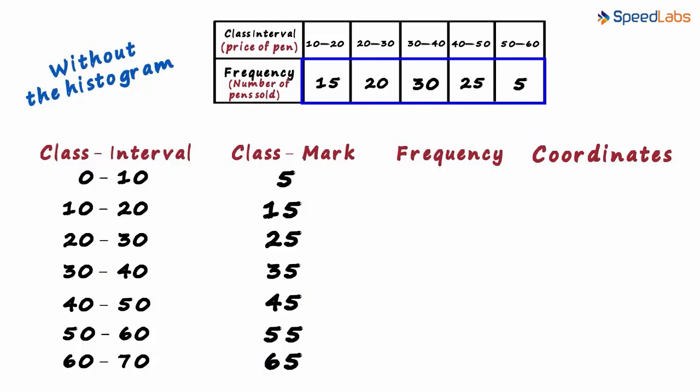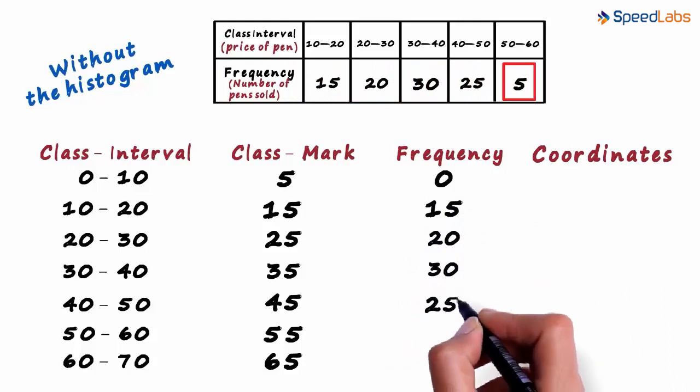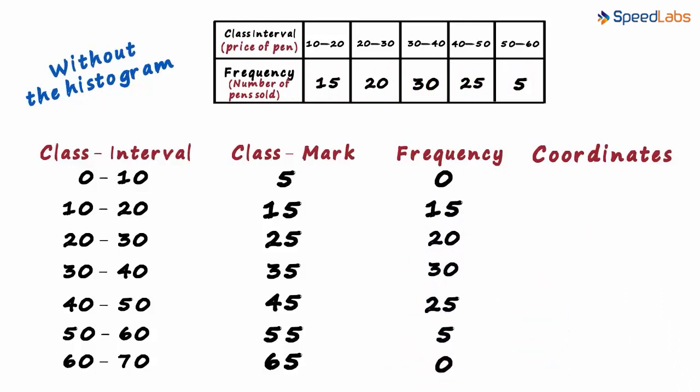The frequency of the two classes we added is 0 according to the data. So we write a 0 and a 0 here. Then all we need to do is copy the frequencies of each class: 15, 20, 30, 25, and 5. Now we just have to write the coordinates of each point.